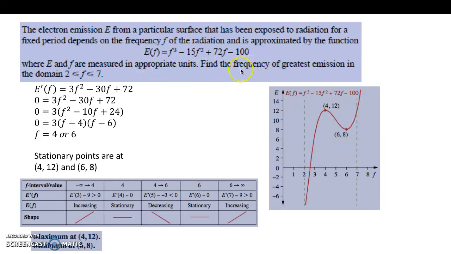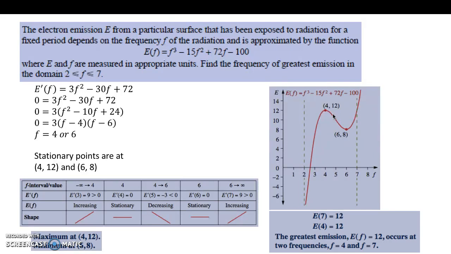We need to find the frequency of the greatest emission. So we can see here, well, at this particular point we're getting quite high, so that could be a possible point. So we will need to investigate that maximum a little more. But we'll also need to be careful that over here, when we have a frequency of 7, we can also see that it's going to be fairly close. So we need to investigate both of those. So we can do that now.